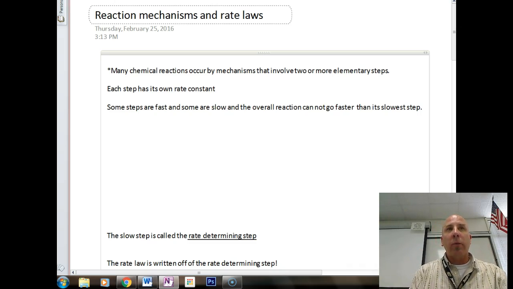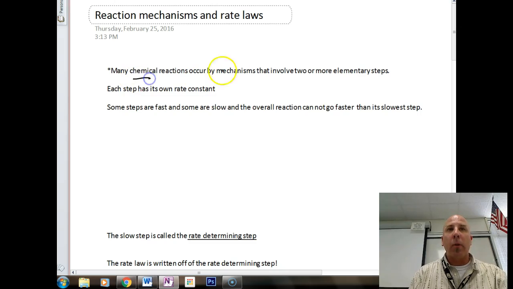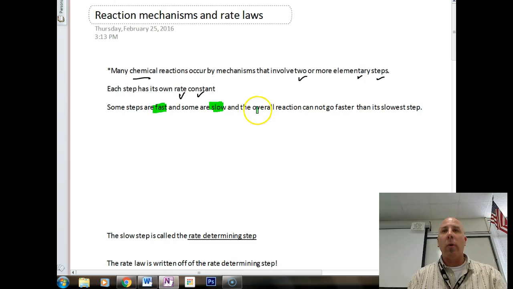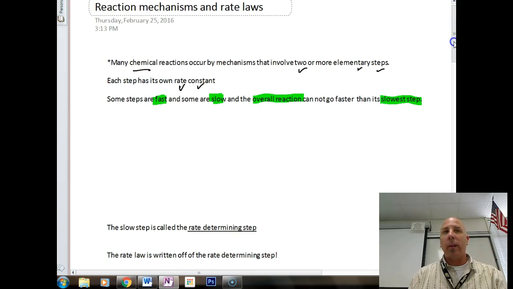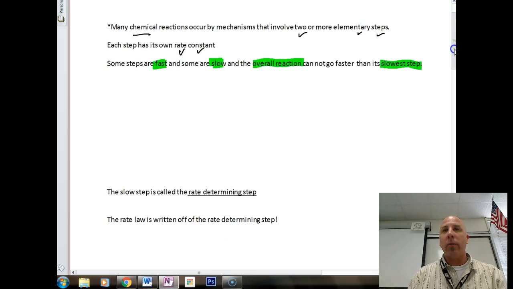As we learned before, many of these chemical reactions occur by steps that involve two or more elementary steps. Also, each one of these steps has its own rate constants. Important to notice that some of these steps are fast and some of them are slow. And it's really important to understand the idea that the overall chemical reaction cannot go faster than its slowest step. Okay, the overall chemical reaction can't go faster than its slowest step.